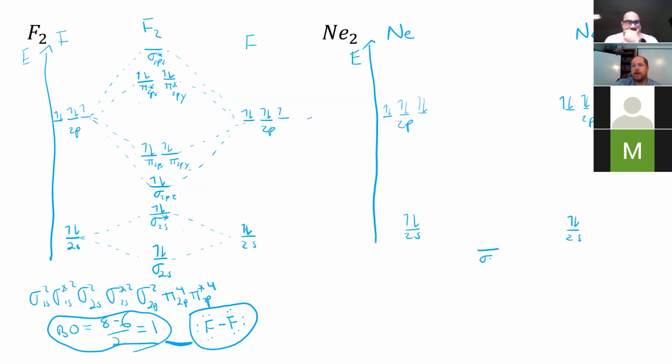So here we're going to have the sigma 2s and sigma star 2s. We're going to have our sigma 2pz followed by our pi 2px, pi 2py, pi star 2px, and pi star 2py, and then our sigma star 2pz for the Ne2 molecule. And we're going to connect those all in.